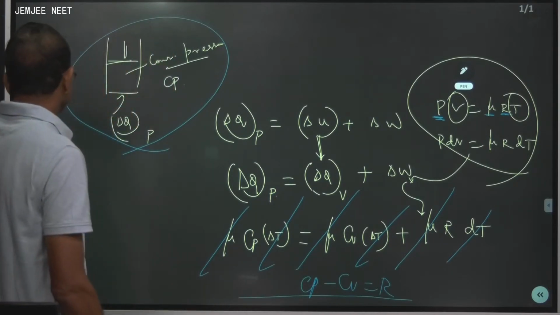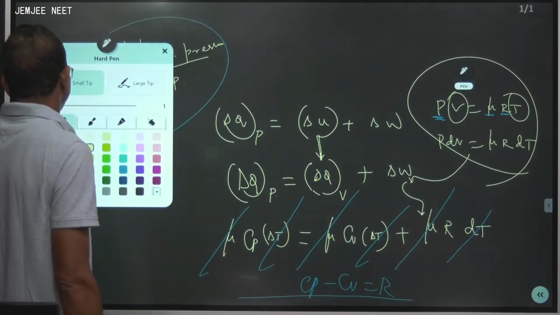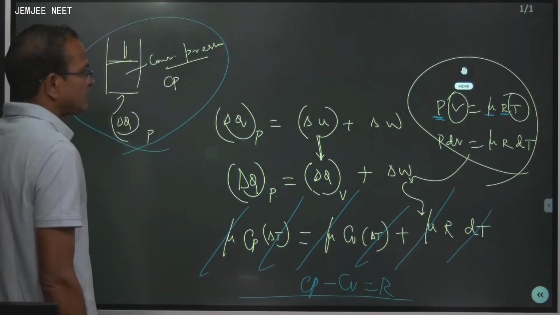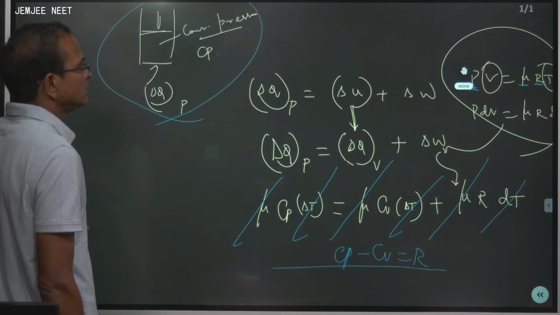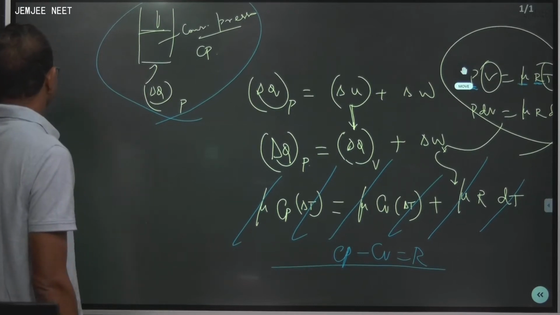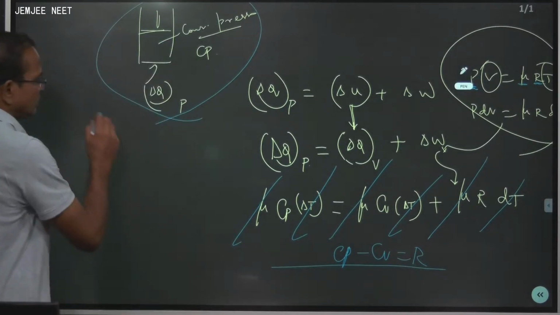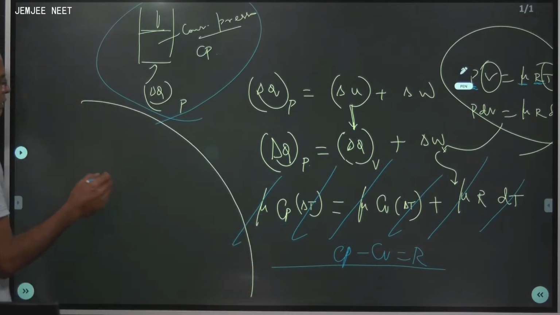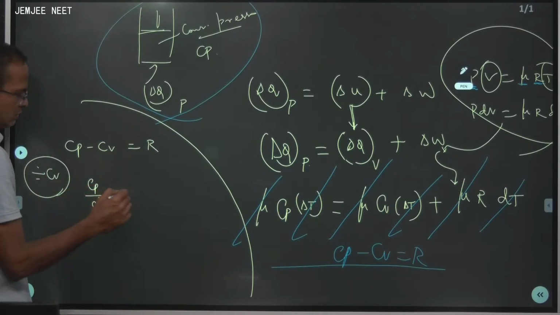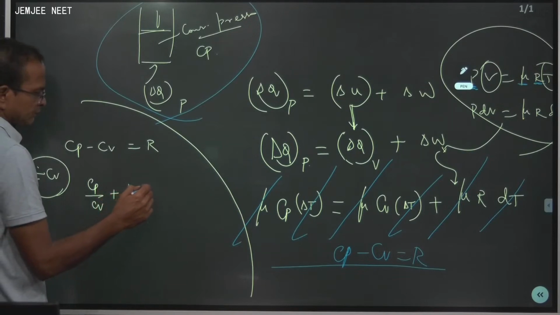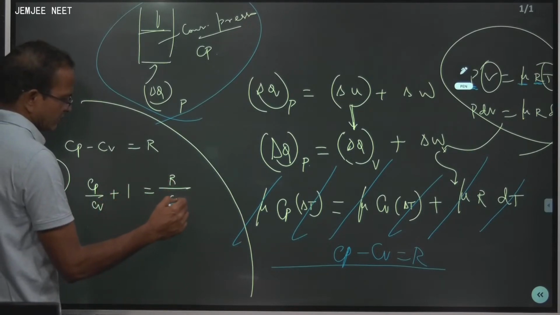So, whenever you heat the gas under constant volume, the entire energy goes to internal energy, no work done. Good. Now I want to take a small Cp minus Cv is equal to R, divided by Cv. Cp by Cv minus 1 equal to R by Cv.